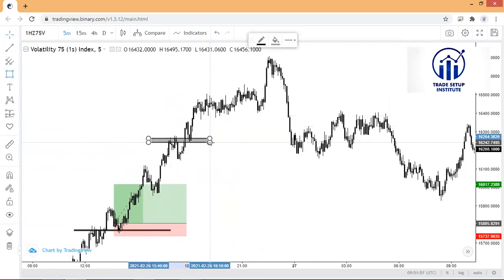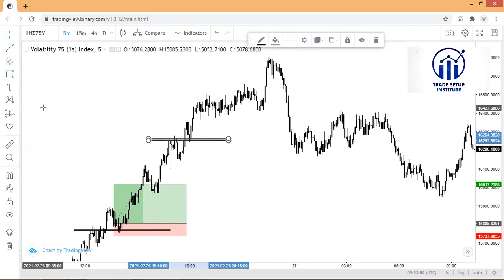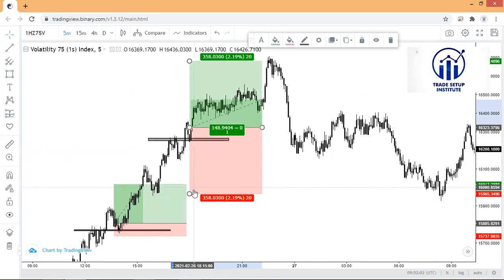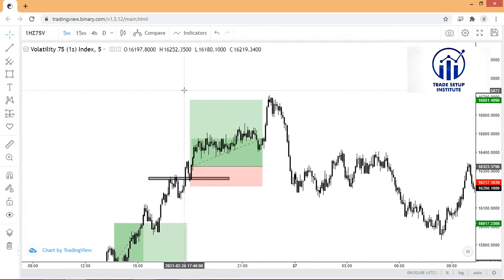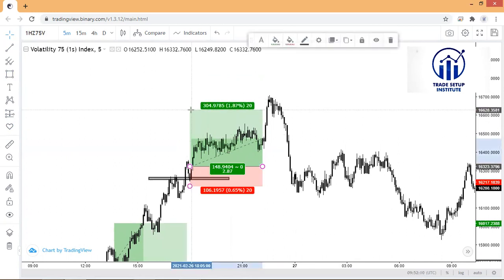There's another break and retest. Enter again. Boom. Stop loss below structure, slightly below it. Go for your 1 to 3 risk to reward ratio. And that is how you win, guys. That is how we win.